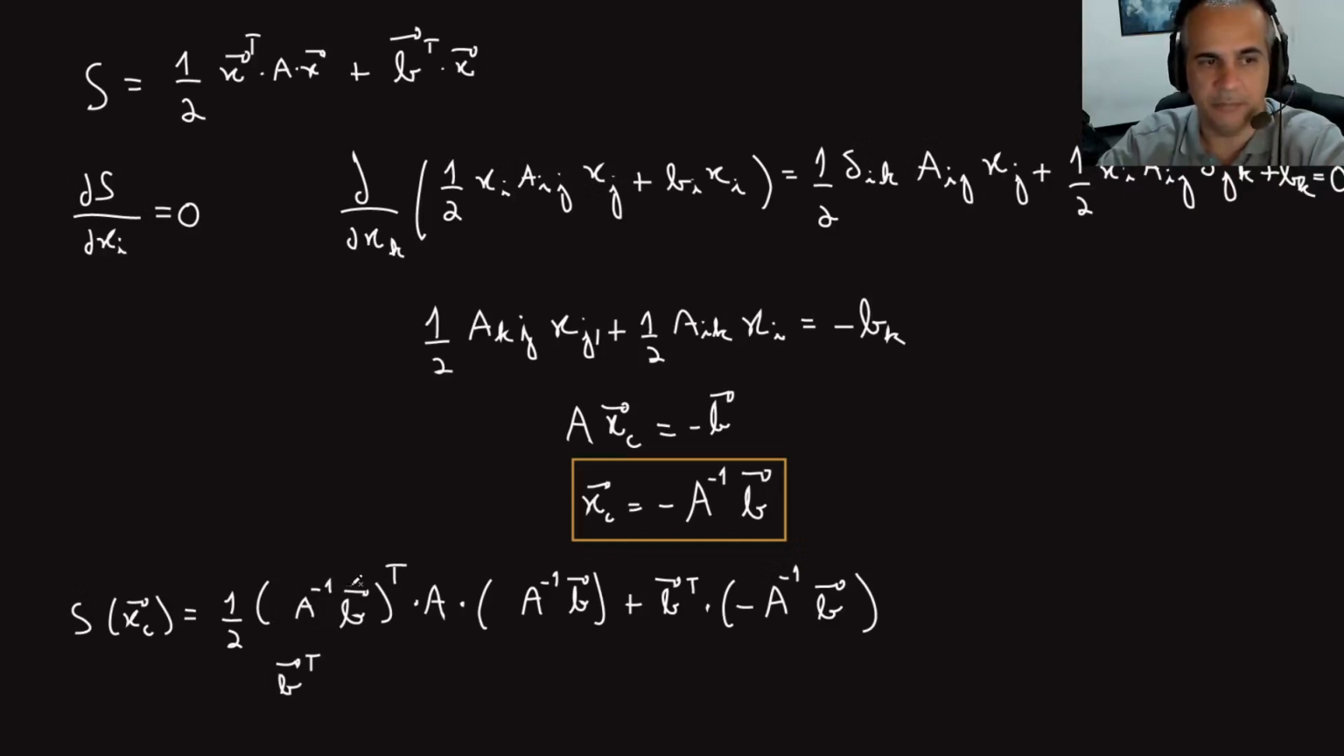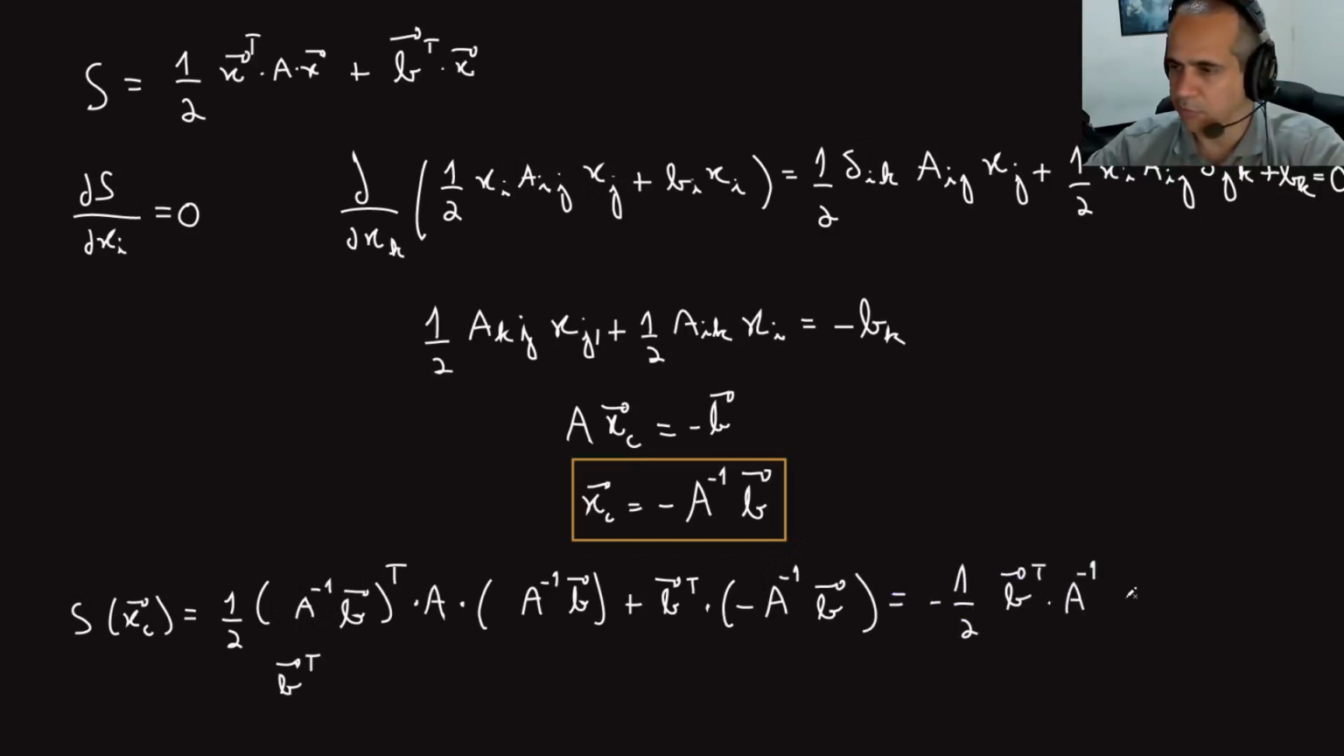transposed is itself, because I'm assuming this matrix A is symmetric. So A minus 1, A, A minus 1 will be just A minus 1, and B. So this will be the same as here, but with a different sign. So in total, I have minus half of B transpose A minus 1 B. So that's what S of x classical is.